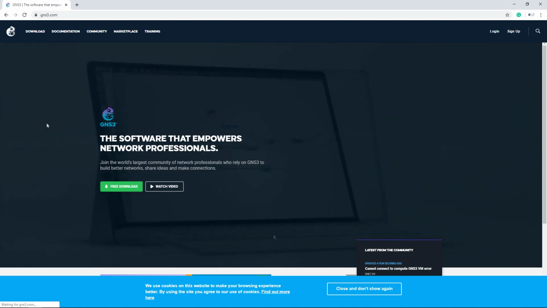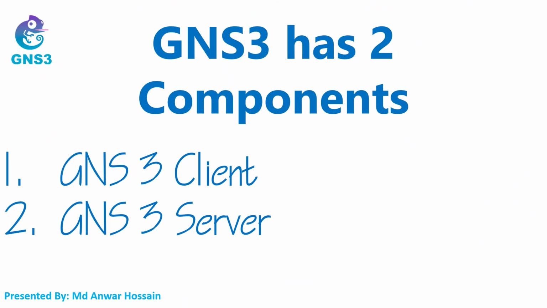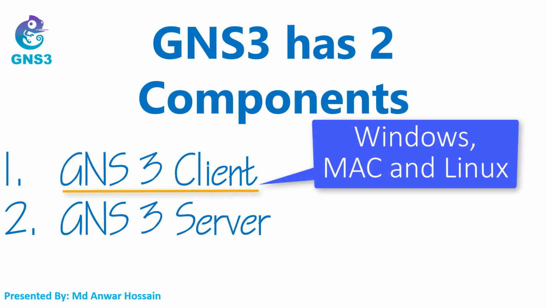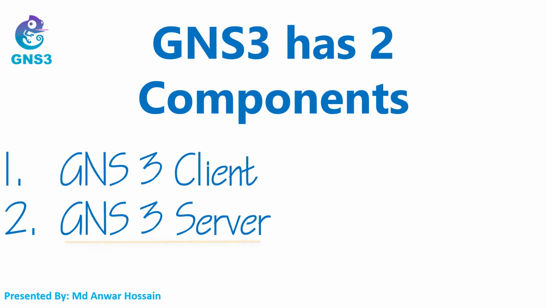First, we need to download GNS3, and before we download and install GNS3 client in Windows workstation, we have to know the GNS3 main components. GNS3 has two components. First is the GNS3 client, and this is available for Windows, Mac and Linux. The second component is the GNS3 server, and this is usually the GNS3 VM.